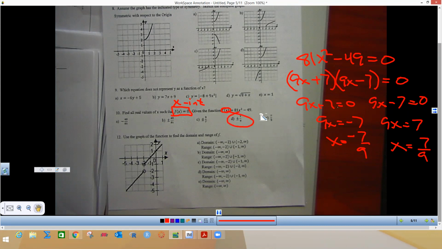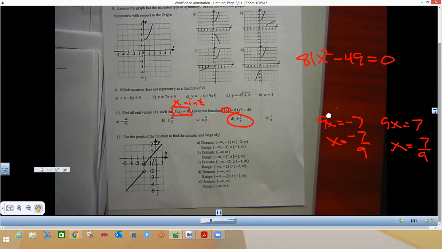There is another way you could do that. I'm going to go ahead and show you. This is not the case with a lot of problems, but when there's only an x squared, you can do it this way. But a lot of people forget to put plus or minus doing it this way. So that's why I like factoring, because you find both answers right away.